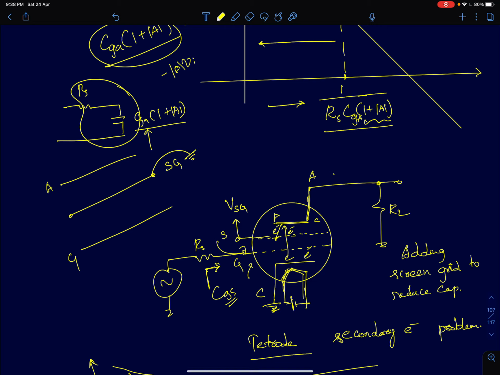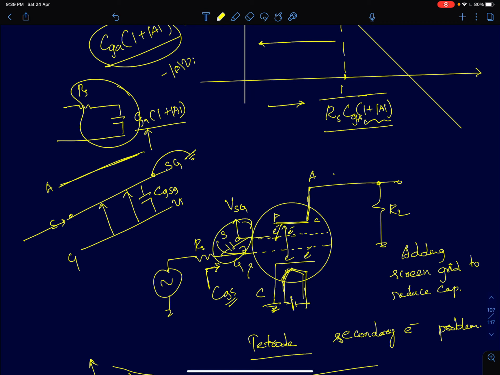Any field lines starting from the gate terminal because of the input voltage are going to end on the screen grid terminal. Essentially, the screen grid terminal is behaving like a screen between the anode and the grid terminal. Therefore, you will only see a fixed capacitance between gate and screen grid. I'll call it CGSG, the gate and screen grid capacitance. So that's the capacitance that will be seen here.